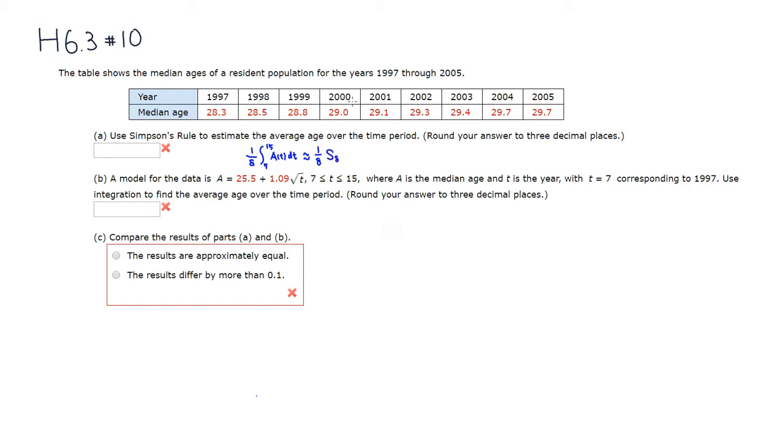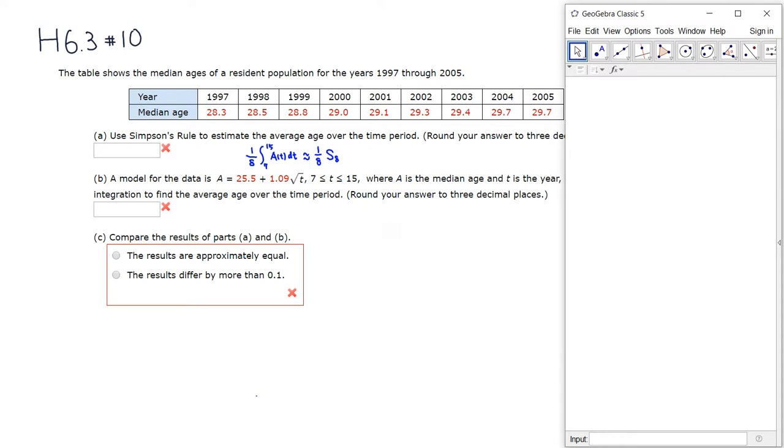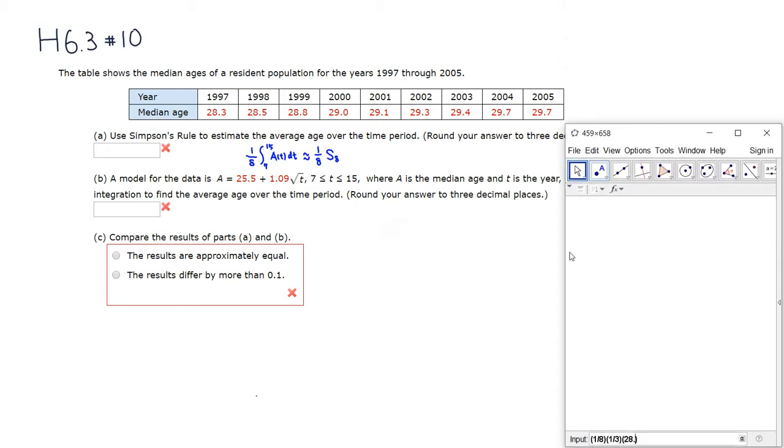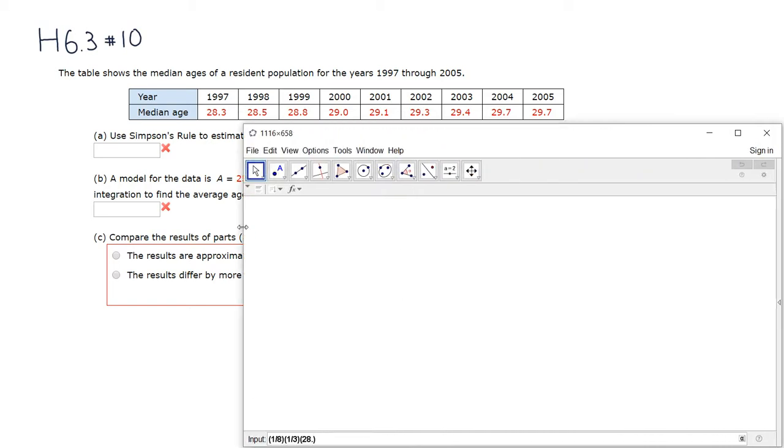I'm bringing out GeoGebra to compute this. So you have 1 over 8, I'm going to just put the 1 over 8 there. Simpson's Rule starts with 1/3. I'm going to make this a little bit bigger so that we can see the whole thing.